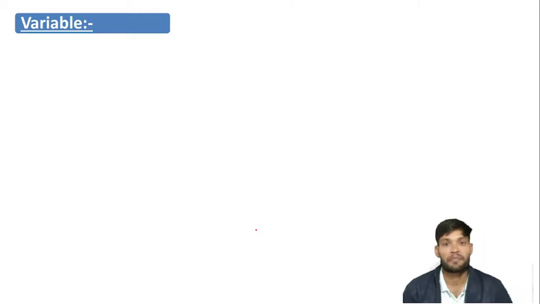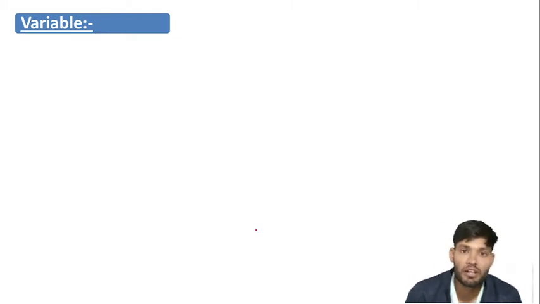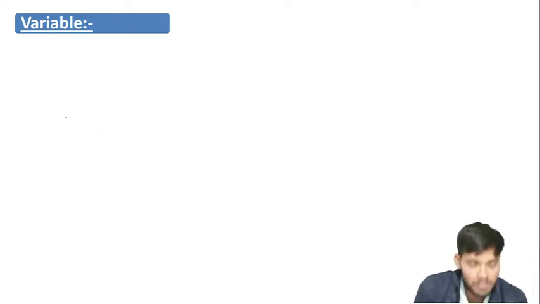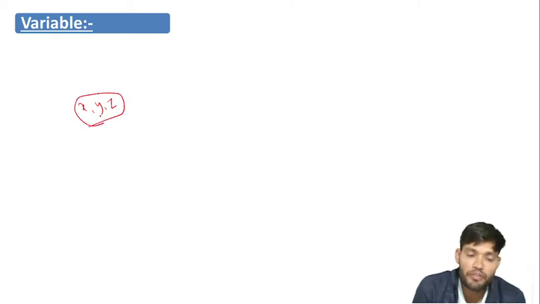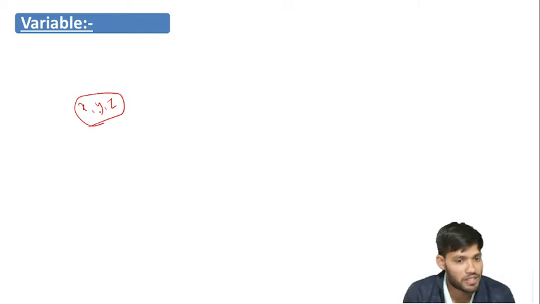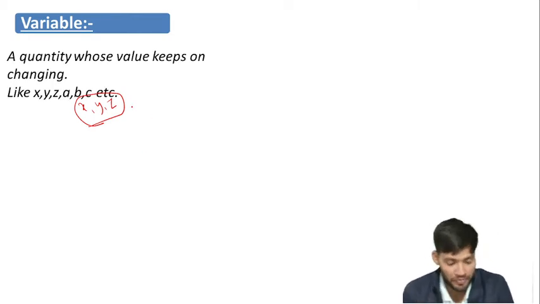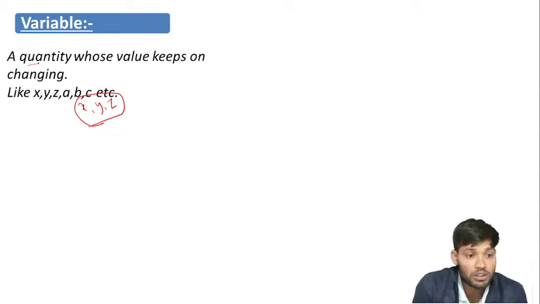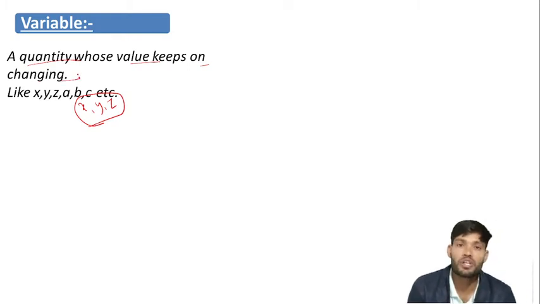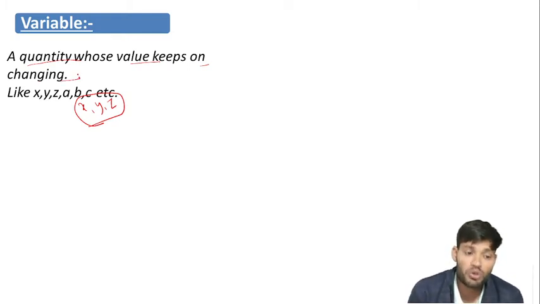What is a variable? Here I said the variable x has a power of 2 or 3. A variable is like x, y, z, whose values change according to the question or situation. X, y, z, a, b, c, d, etc. The definition of a variable: a quantity whose value keeps on changing, like x, y, z, etc., is known as a variable.